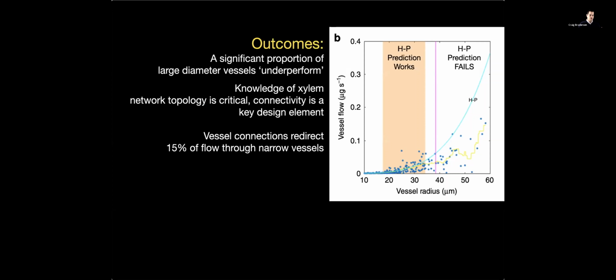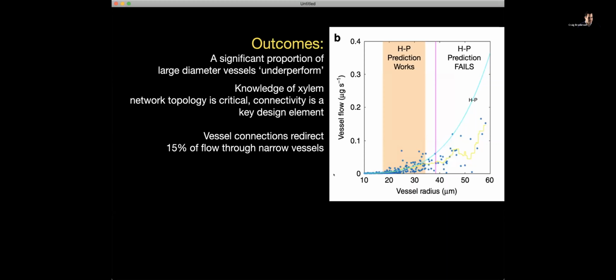And so it appears as though the knowledge of the xylem network topology, where all the connections are, how they're distributed, and the different series of resistances that are imposed by having this complex network end up being really important design elements, so design in air quotes there. What's also interesting is that vessel connections redirect about 15% of the flow through the narrow diameter vessels, which is not what you would expect if you just went in and looked at a single cross section of the stem, ignoring all of the intervessel connectivity, and also ignoring the physiological activities such as stomatal opening or closure that's going on upstream or downstream in the root system.